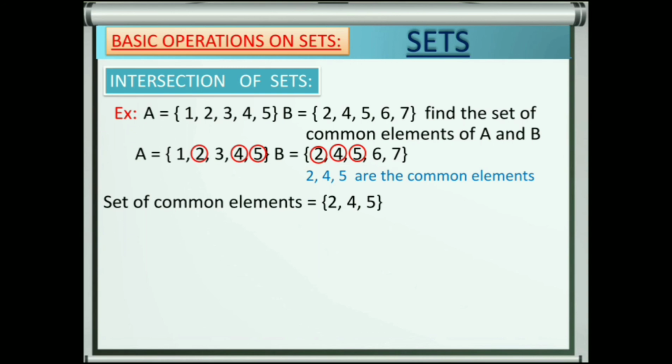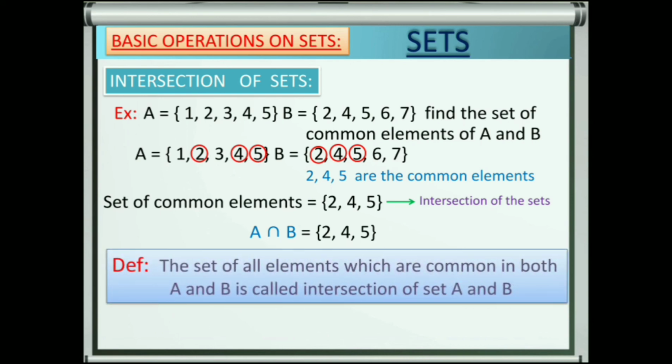So this set is called the intersection of A and B. It is denoted by A intersection B. The symbol is called intersection. So like this we can find A intersection B. We can define the intersection of sets. The set of all elements which are common in both A and B is called the intersection of set A and set B.